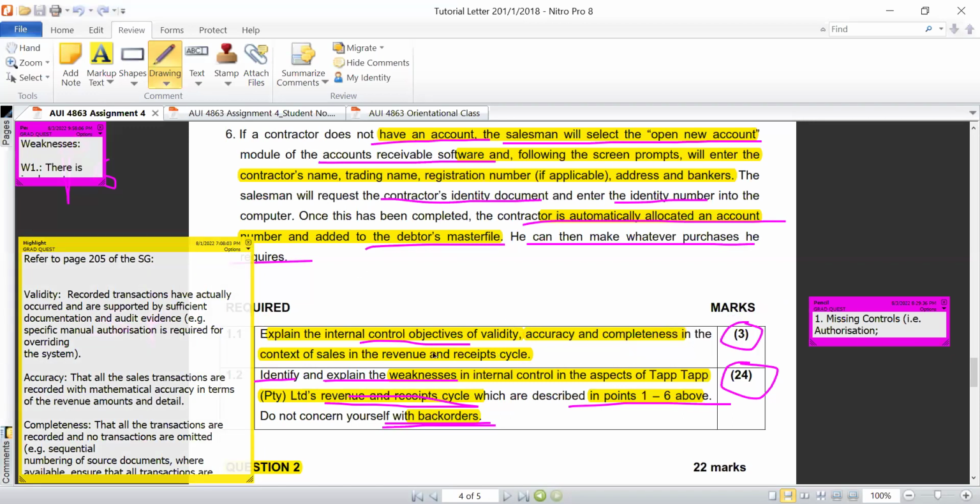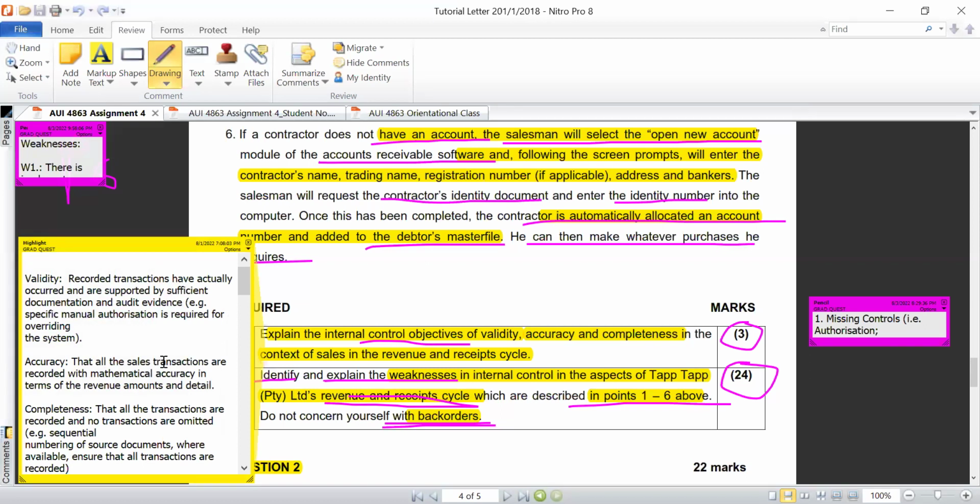But in the context of validity of a sales transaction, here is the deal. It is to ensure that recorded transactions have actually occurred and they are supported by sufficient documentation and audit evidence. Such evidence could be in the form of specific manual authorization required for overriding the system, for example. That is if we are dealing with a computerized environment, right? So essentially that is to explain what makes a transaction valid, a sales transaction for that matter. It can only be valid if it has actually occurred with supporting documentation.